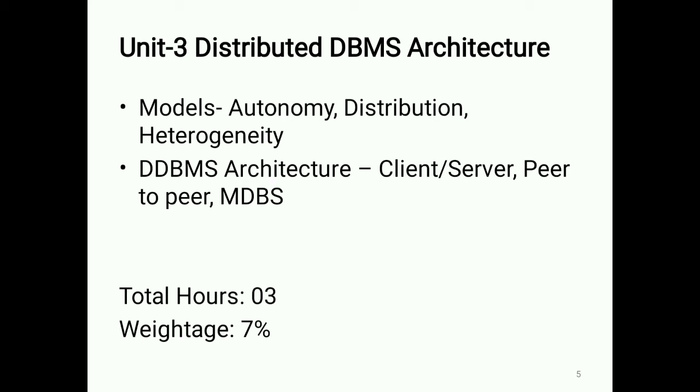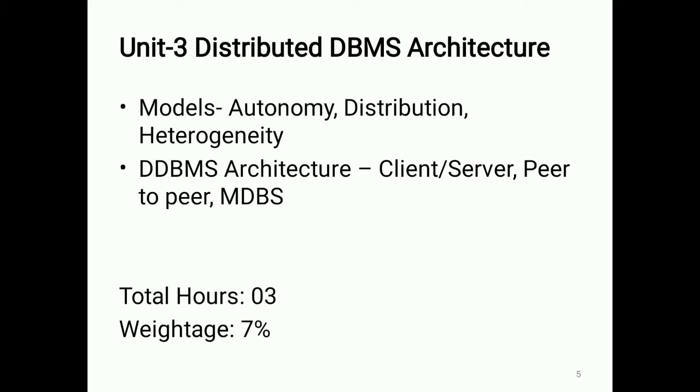In which we have learned the different models: autonomy, distribution, heterogeneity. So what is autonomy? Autonomy refers to the distribution of control, not data. Here you must focus on the words distribution of control but not data. It is considered in autonomy. Then the second one is distribution, meaning actual distribution of data we have to consider. And the third one is heterogeneity. It may occur in various forms in a distributed system, ranging from hardware heterogeneity and differences in networking protocol to variation in data managers.